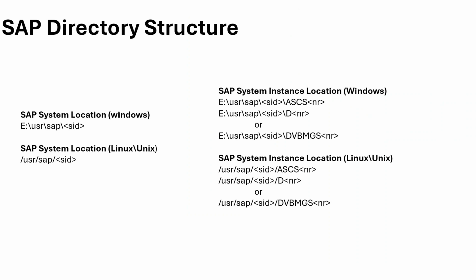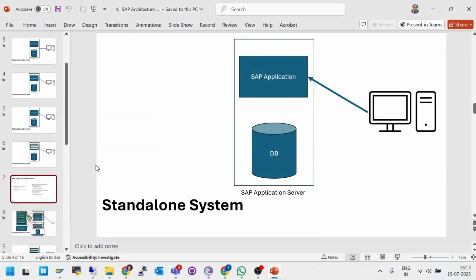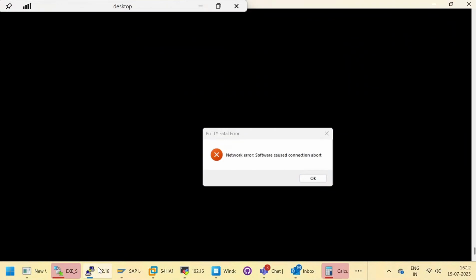But let's go through the basic building blocks. We see that our SAP system is installed in a single server, in a standalone system. So there must be a place where this is installed. If it is installed in a Windows system, then there is a drive, and inside the drive, usr\sap\SID. If it is a Linux system, /usr/sap/SID. So you can confirm from right here.